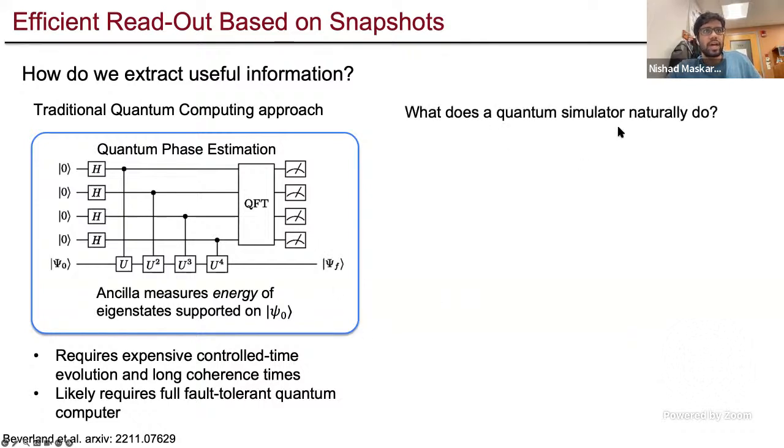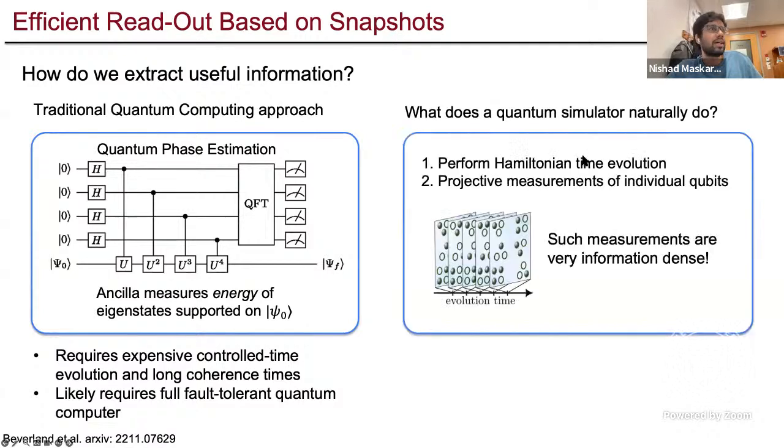In contrast, we have our near-term quantum simulators that we already have in the lab. And these near-term quantum simulators very effectively do Hamiltonian time evolution and things like projected measurements. One of the things which I know you guys have worked on quite a bit is also studying how the information-dense projective measurements, snapshot type measurements, can really be used to extract much more rich and interesting information about the underlying quantum system.